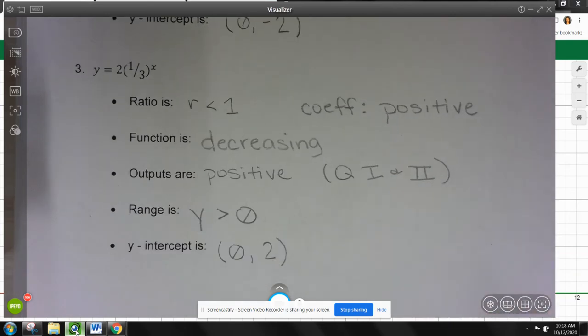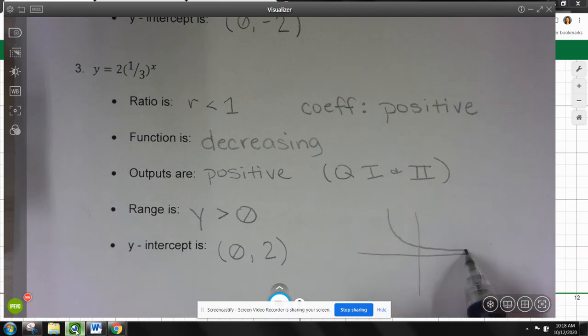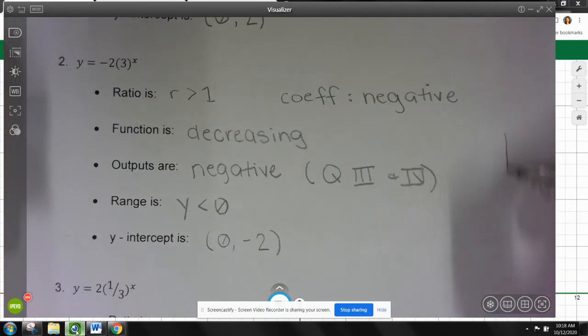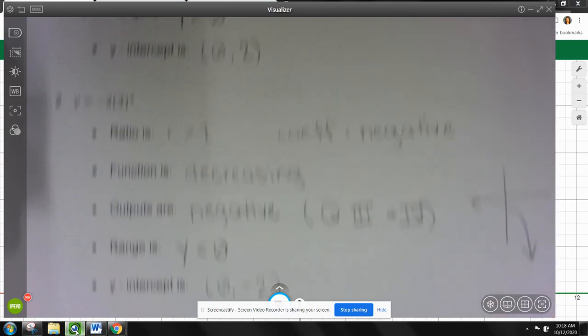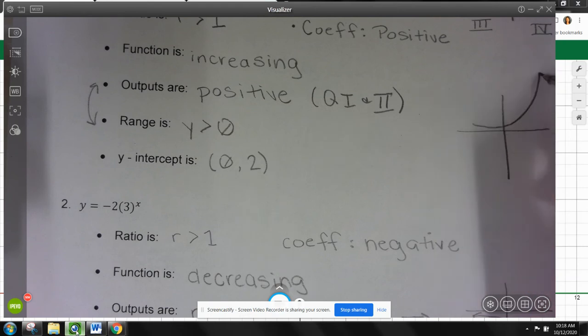So I know I showed you this graph on Desmos, but I'm going to add it on here just to make sure. That was that graph. The graph above looked like this. And this graph looked like that.